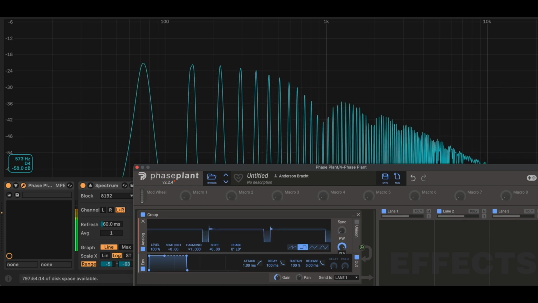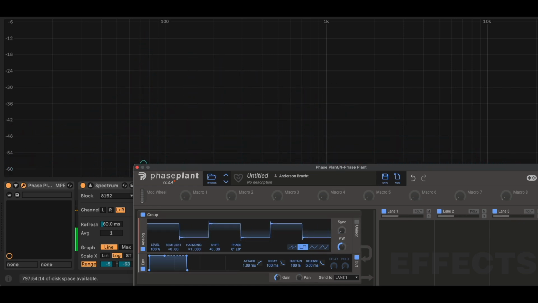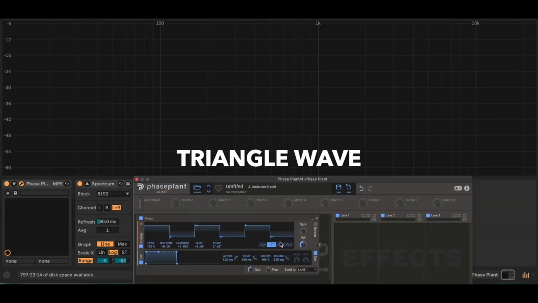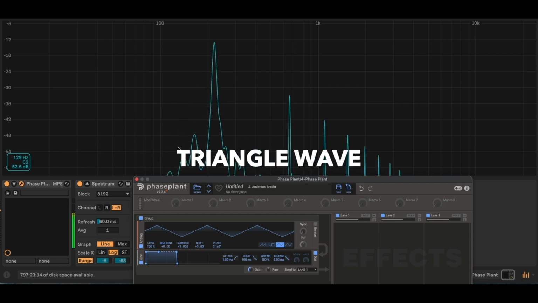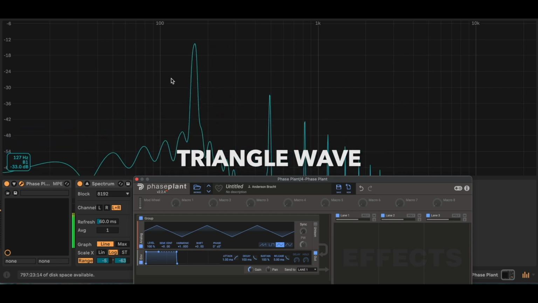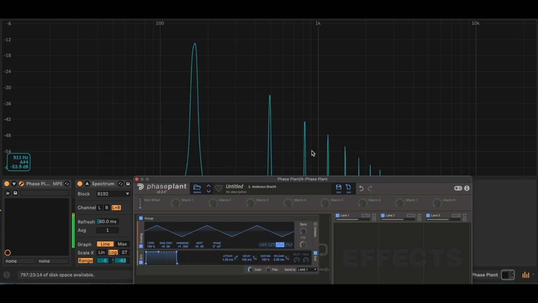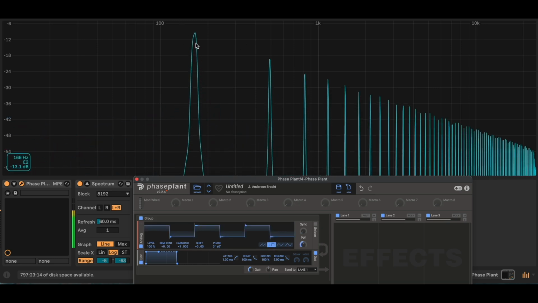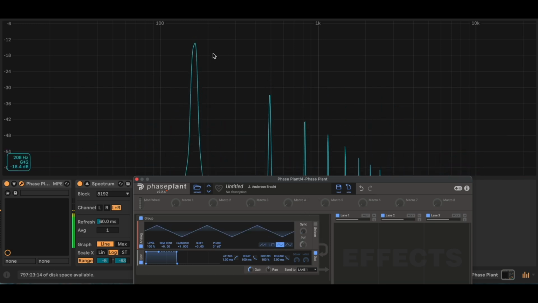The next type of waveform you can choose is the triangle wave. If you select the triangle-shaped waveform graphic and listen to the sound while analyzing its harmonic content, you will hear and see the same odd harmonics that a square wave generates. The only difference in the sound is there are fewer harmonics in a triangle wave versus a square wave.